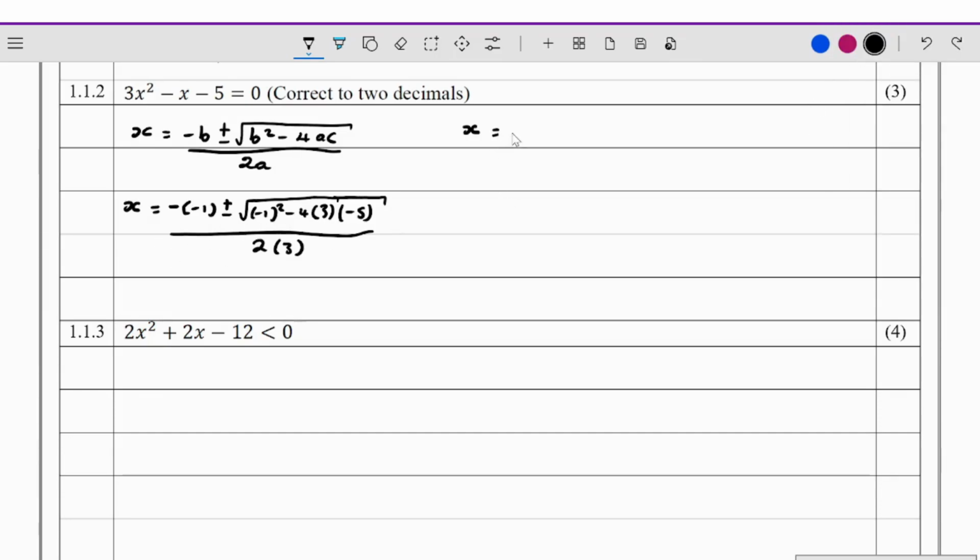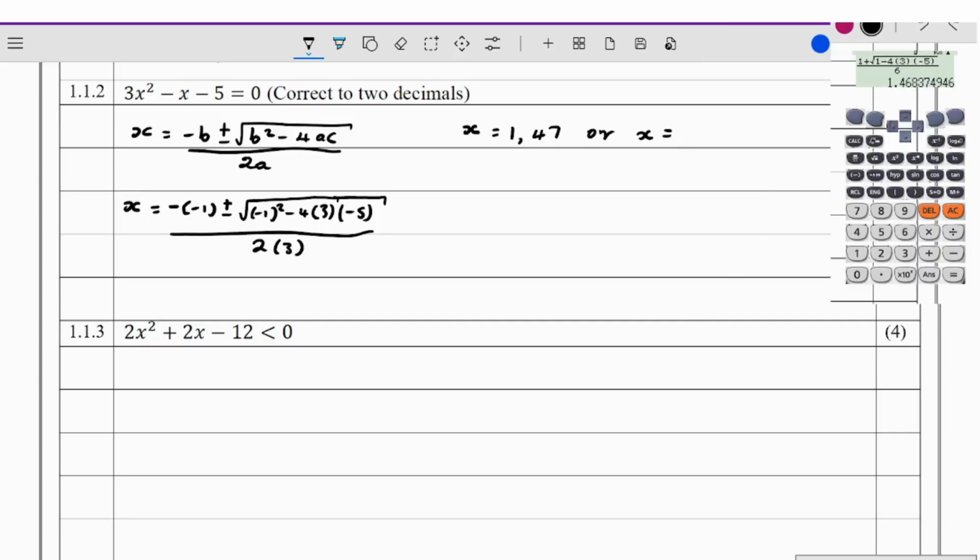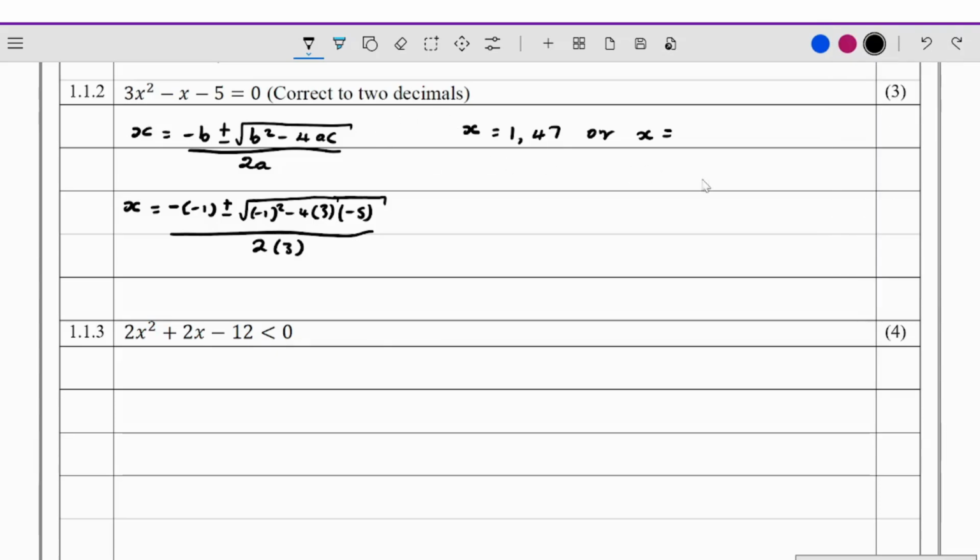So the value of x here is going to be 1,47, or x is equal to, then you go back to your calculator again. Now here's what you're going to do. You're going to move the cursor to the sign that you have chosen to be positive there, and then change that to negative. Press the equal sign, and then you press the S-D. It gives us -1,13. You can round it off to -1,14. So this is going to be -1,14.